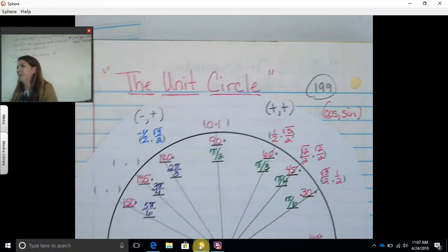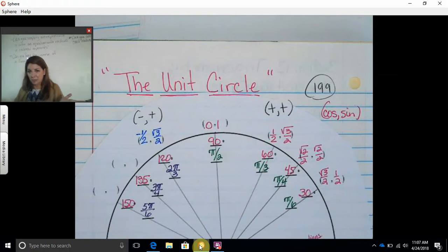Y'all try to do the 135 on your own, and I promise this really is the last one. Try to do the 135 on your own. I don't want you to follow a pattern. I want you to do the math. You'll see if it works out. There is a pattern, but I want you to be able to do the math because you're going to forget if you don't, and then memorize it.